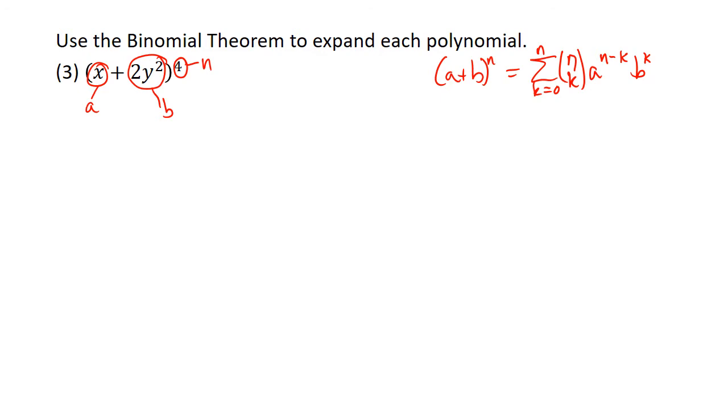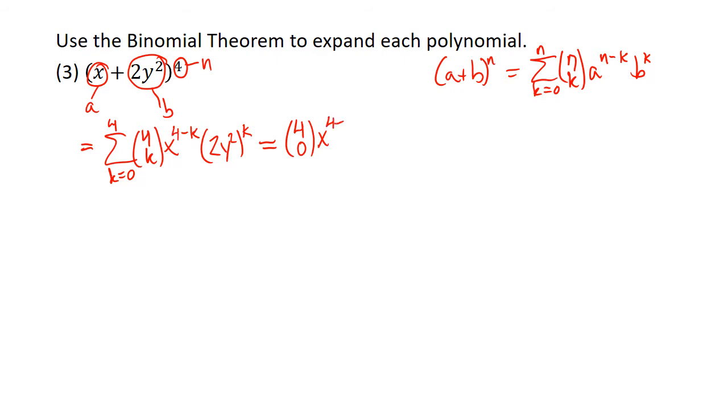Okay, so let's go ahead and use the formula. So this will be the sum from k equals 0 to 4 of 4 choose k times x^(n-k), and then make sure you put the 2y^2 part in parentheses for b, and then that's going to be to the k. Okay, so let's go ahead and do this sum. I'm going to plug in all the values for k from 0 to 4. So the first will be 4 choose 0, x to the, I think this should have been a 4 right here. That should have been a 4.